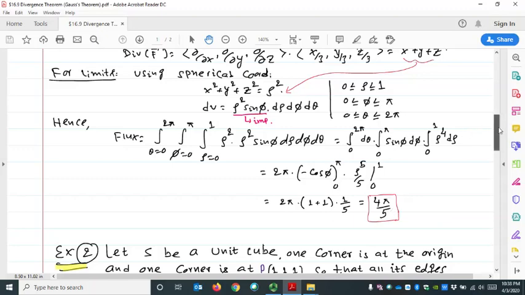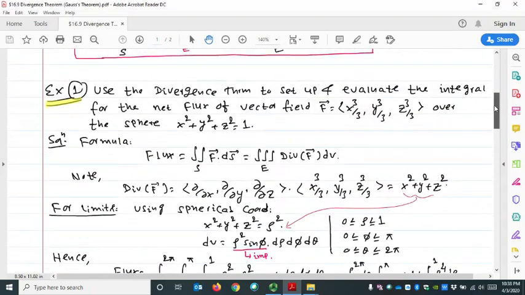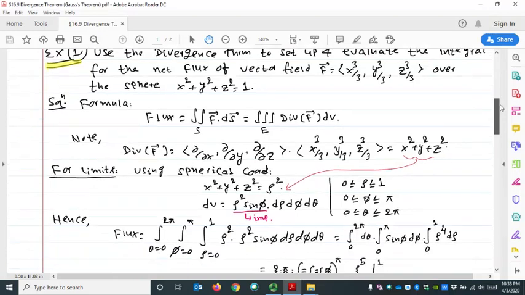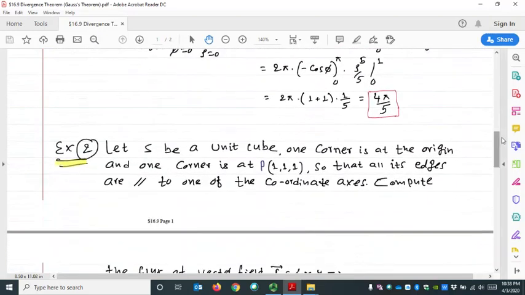Great. So in example 1, we computed the net flux of the given vector field over the unit sphere using the divergence theorem, which is 4 pi over 5. Great. Now let's move on. Example 2. Let S be a unit cube.